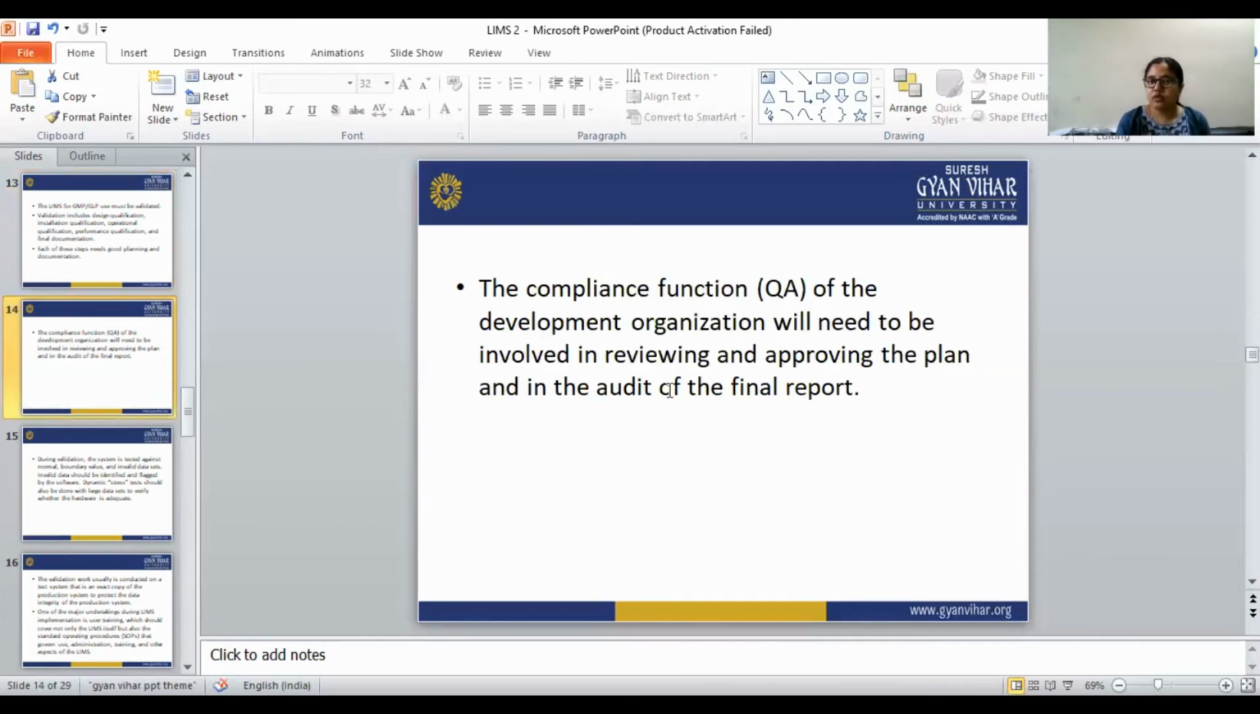The compliance function of the development organization will need to be involved in reviewing and approving the plan and in the audit of the final report. Okay, the quality assurance department has to audit all the functions of the LIMS and all the final reports. They have to review and approve all the plans of the particular software. So when we are installing this LIMS in a particular GMP or GLP area, the quality assurance organization has to review and approve the plan, and audit the final report.